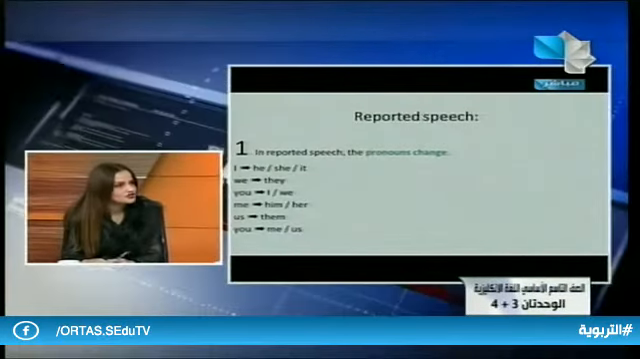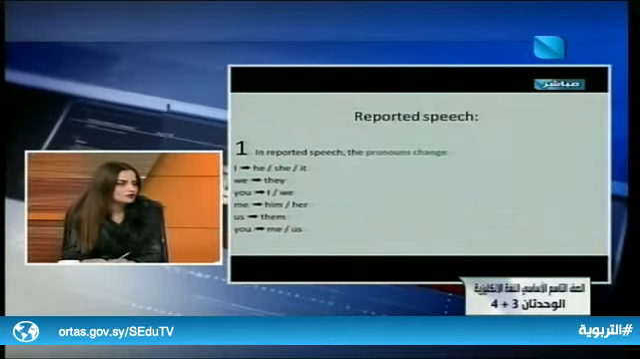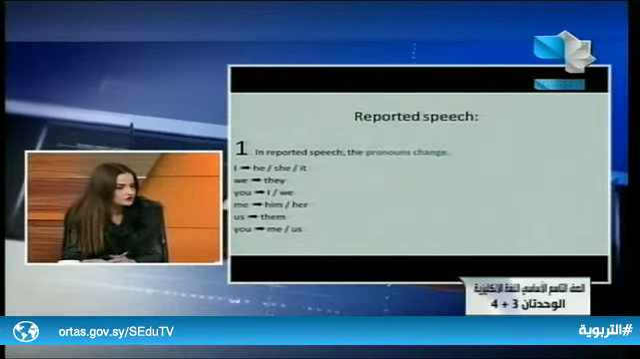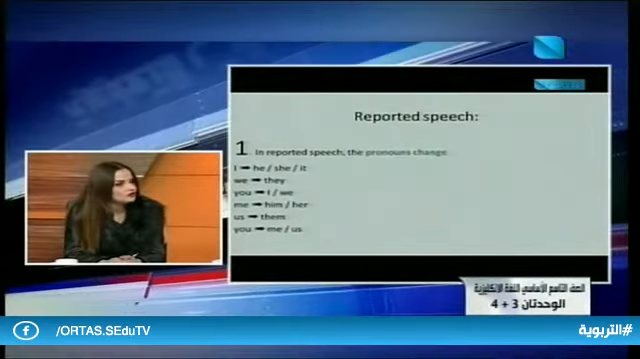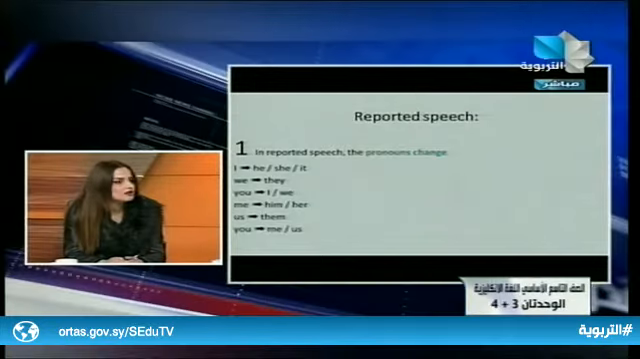Now, Ms. Lamis, we're going to talk about the pronouns. What happens to the pronouns in reported speech? When we report speech, the pronouns change. For example, we change I into he or she or it according to the speaker. We becomes they, you becomes I or we, me becomes him or her, and us becomes them. For example, I say, I want to buy a car. She told me, if the speaker is a girl, she said she wanted to buy a car.